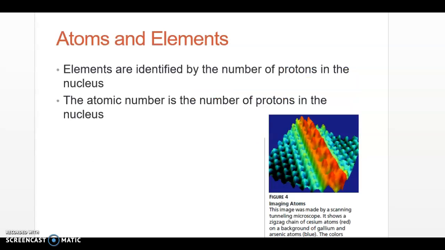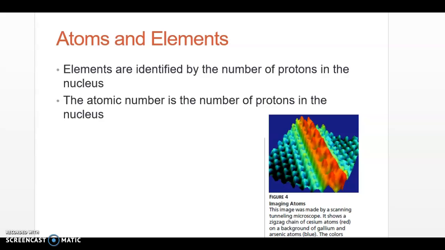Now this is interesting stuff, stuff to remember, stuff to start learning, because as you get into high school chemistry, this will be stuff that you'll need to remember. Elements are identified by the number of protons in the nucleus. So when we get to talking about the periodic table, you'll notice there's a number that each one of the elements is known by. And that number represents the amount of protons that are in the nucleus.